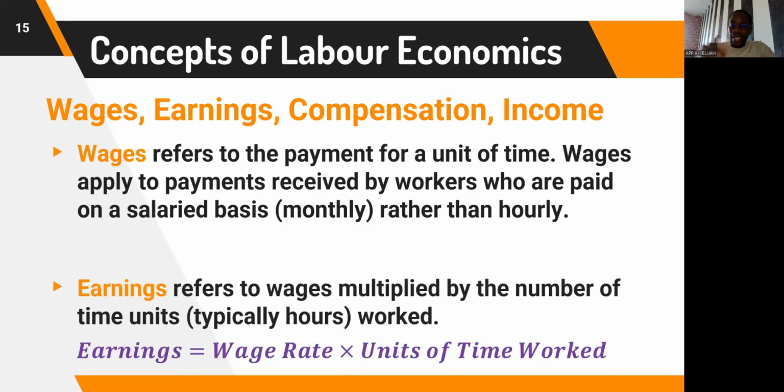But when we talk about earnings, it refers to wages multiplied by the number of time units, typically the number of hours that you've worked. So in the United States, where they pay based on hours, the unit of time worked, we would say that those are their earnings, not wages, because they normally don't receive payments at the end of the month, unless you make another arrangement with the employer to pay you per month.